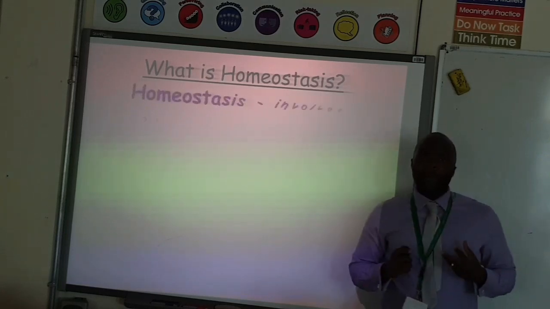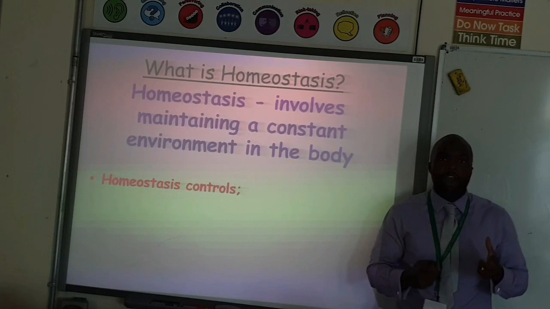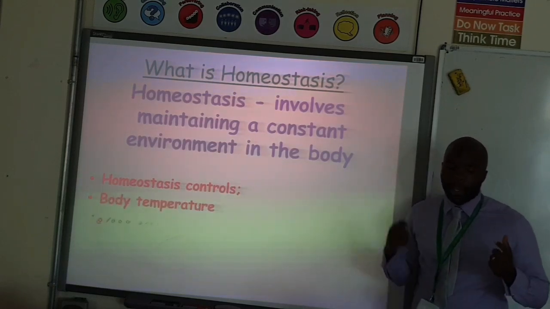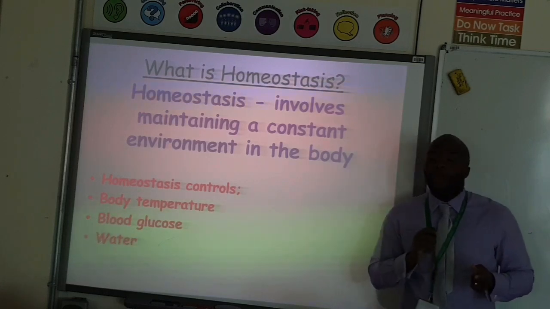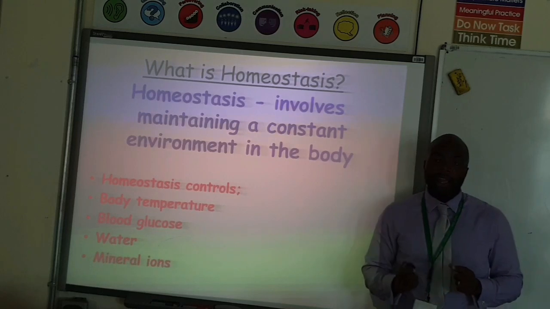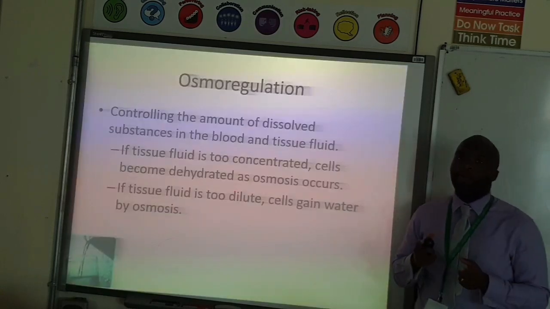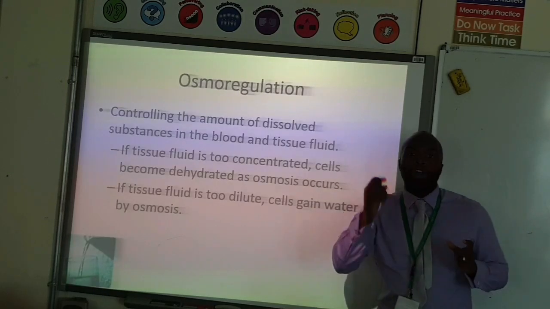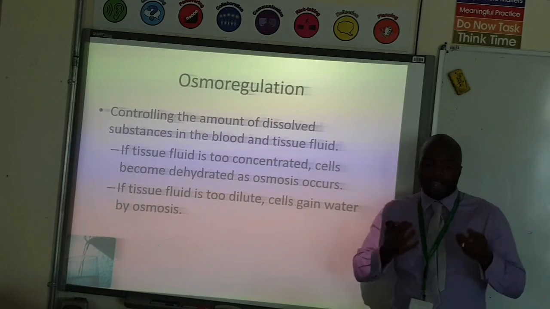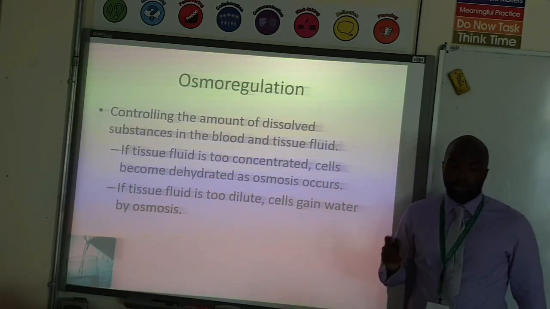Now, if we're talking about the kidneys, we really need to start by looking at a process known as homeostasis. Homeostasis involves maintaining a constant environment in the body. The kidneys play a very crucial role in homeostasis. And when we're talking about homeostasis and the kidneys, we're really talking about osmoregulation: controlling the amount of dissolved substances in the blood and in the tissue fluid. This is really important.